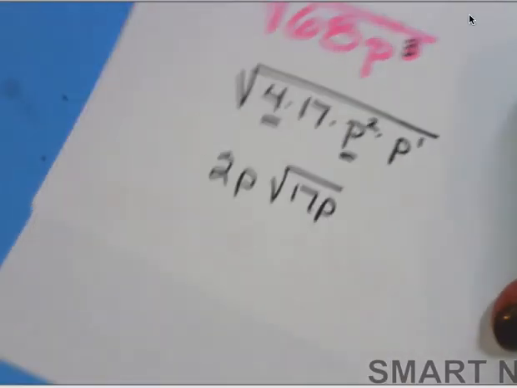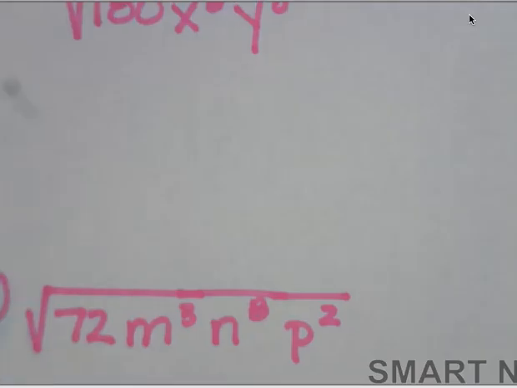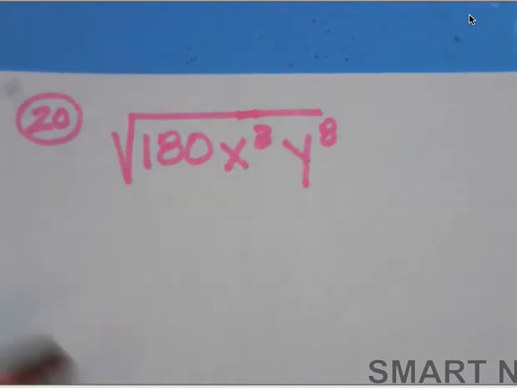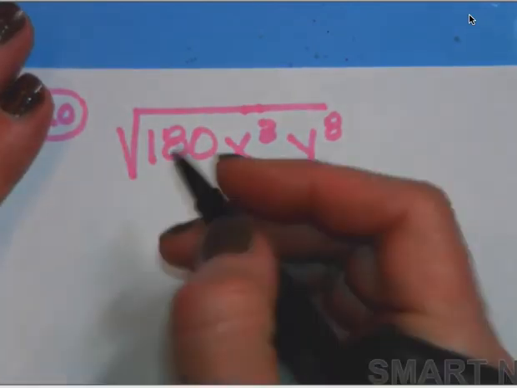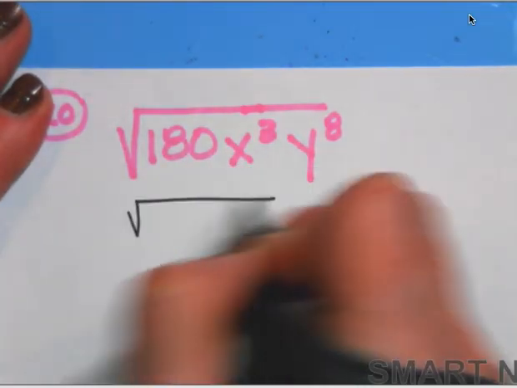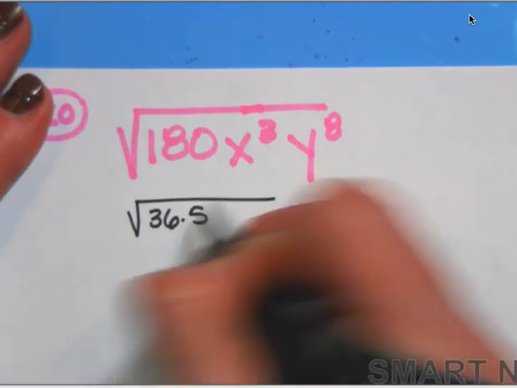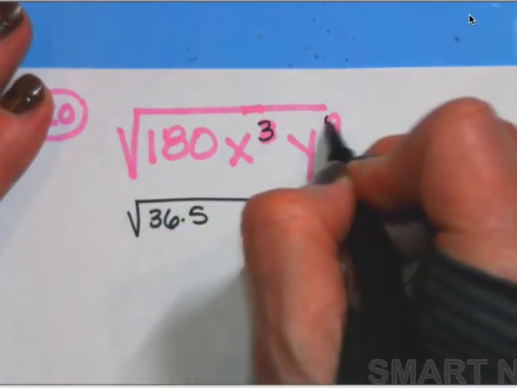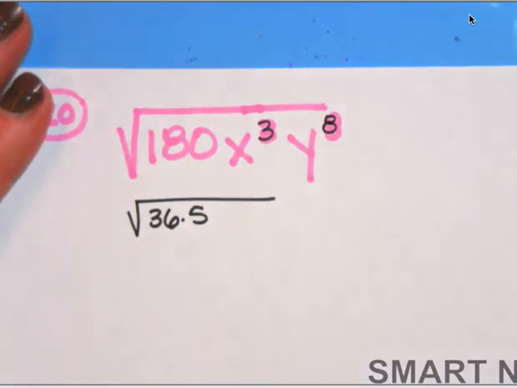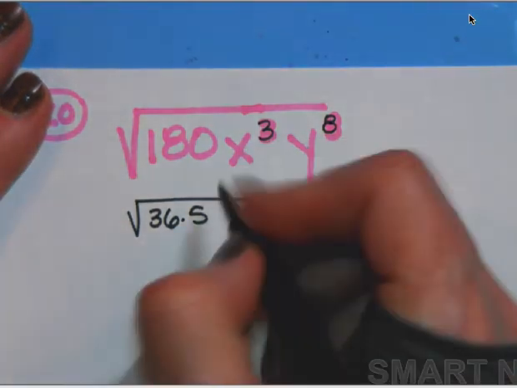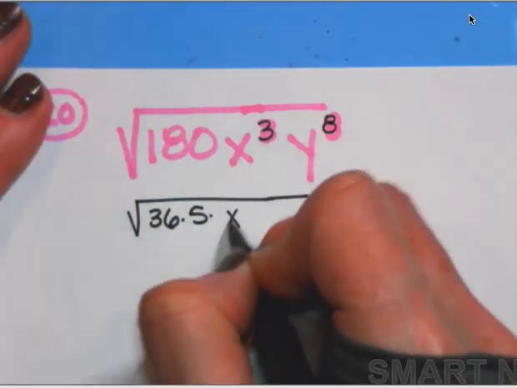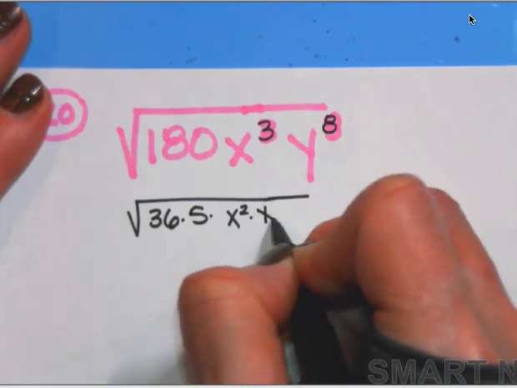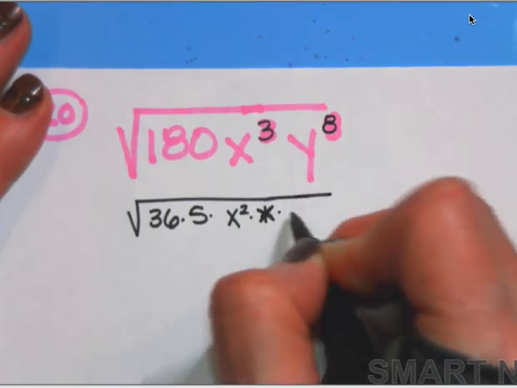Let's move on and look at number 20. So number 20 is, let's see, this is 36 times 5. 36 times 5, x cubed, non-perfect square, y to the power of 8 is a perfect square. I'll do this one slow, and then I'll start doing the other ones a little bit faster because I think you probably are starting to get the idea by now.